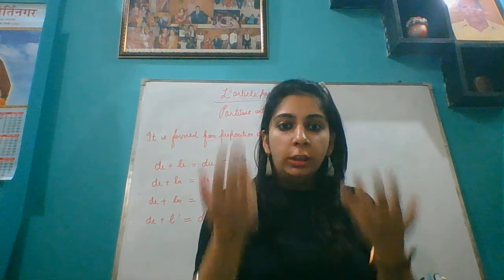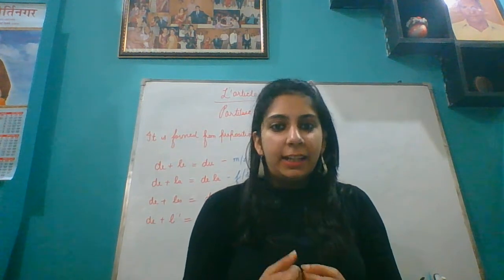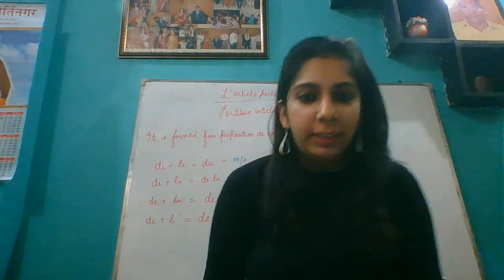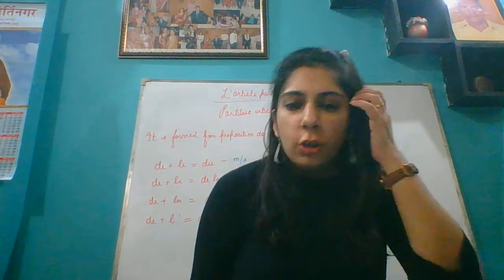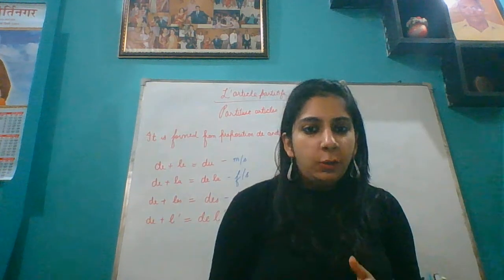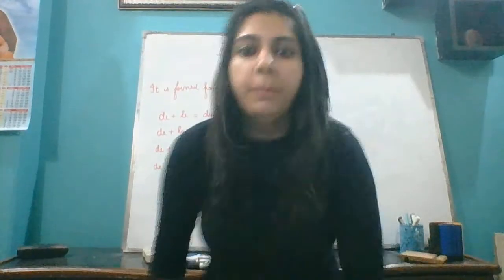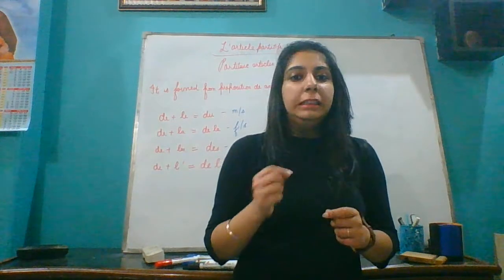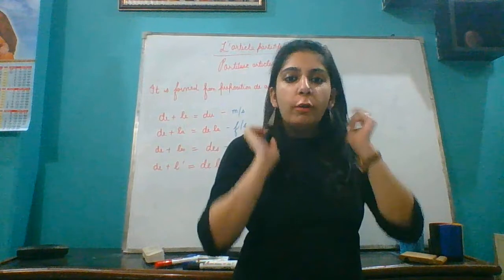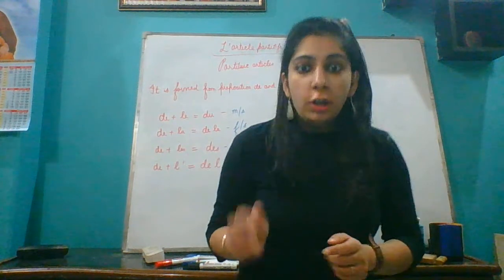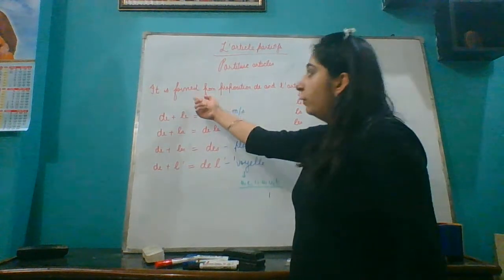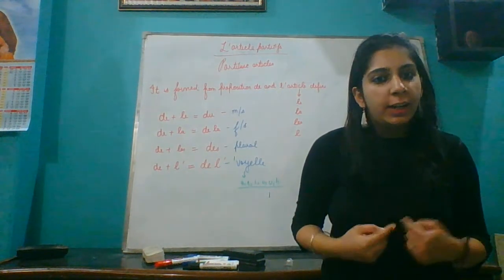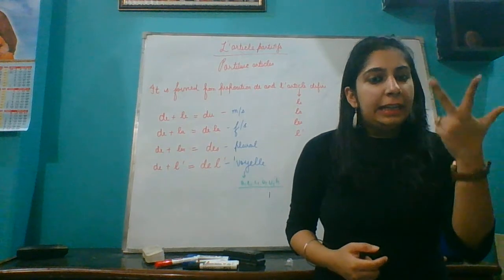Now, we have to learn the third category of the articles, that is l'article partitif. L'article partitif, that are the partitive articles. The partitive articles are used making a preposition that is called de, that has a literal meaning of 'of' or 'from' in French. So, you can see on the board that it is formed from the preposition de, and along with that we use the definite articles that I told you, le, la, les and l apostrophe.